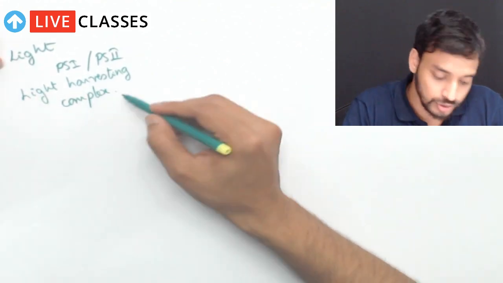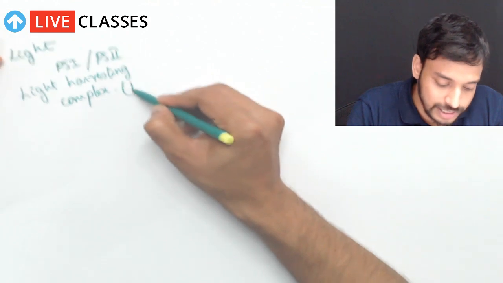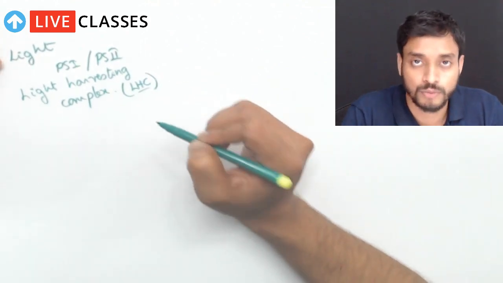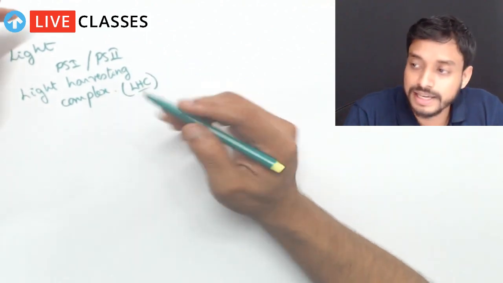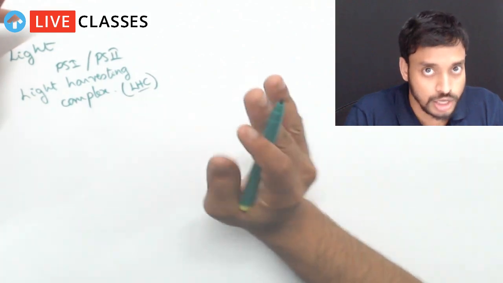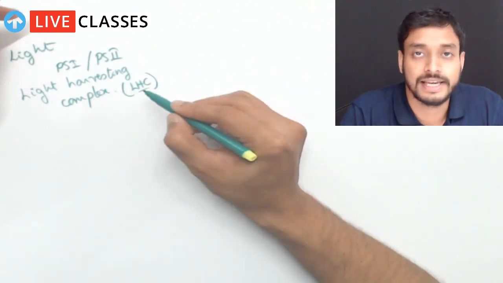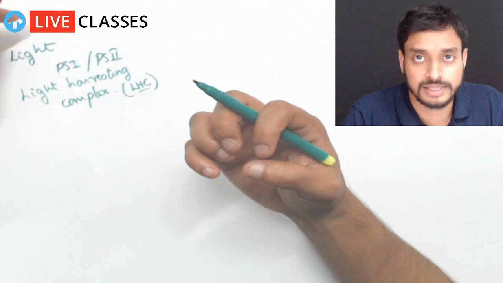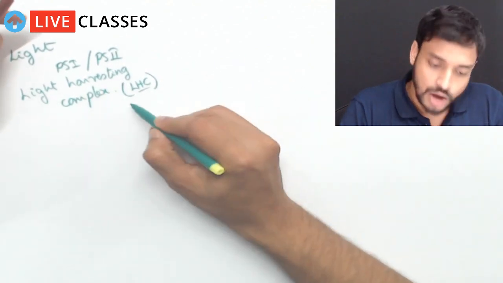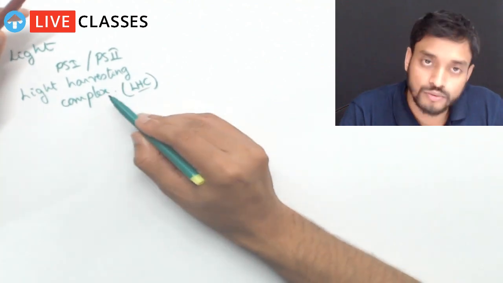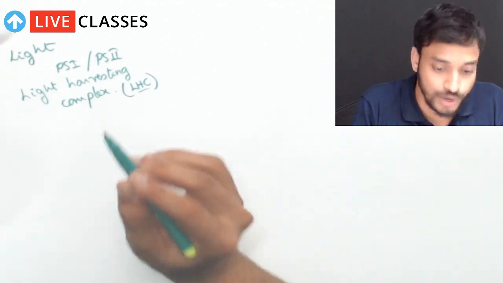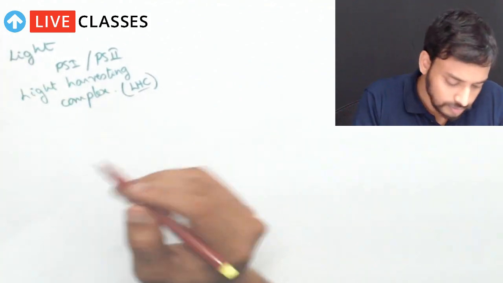So light through this LHC, it is abbreviated as LHC, light harvesting complexes, what happens? These complexes can absorb the light wavelengths. Okay, so I repeat, ये जो LHC है वो light के जो wavelengths है, light energy वो absorb कर सकते हैं. Correct? Now यहाँ पे जो photosystem 1 और photosystem 2 है, इसको reaction centers कहते हैं.